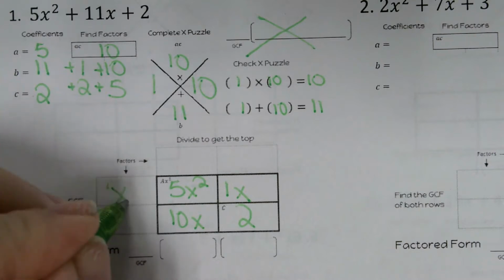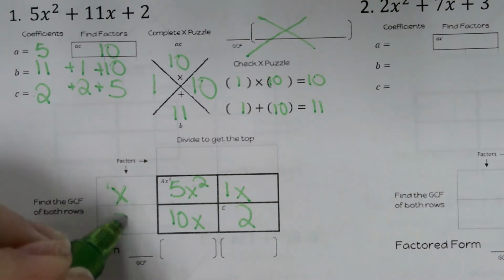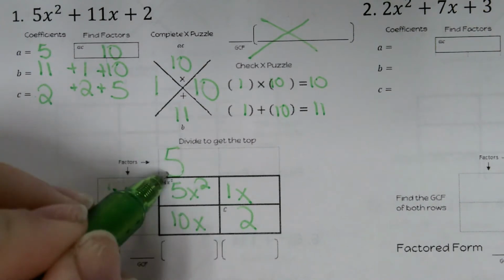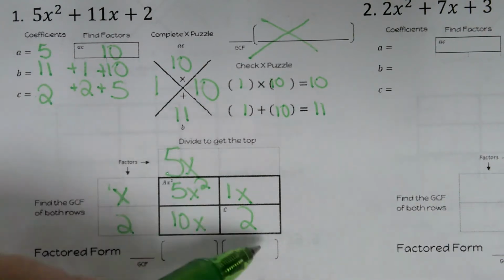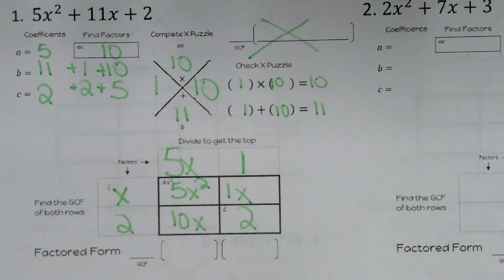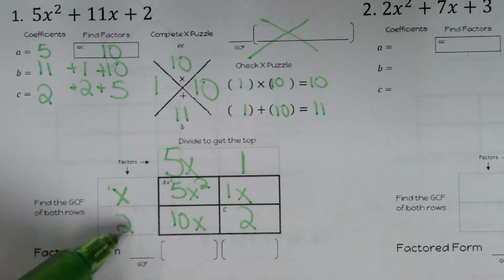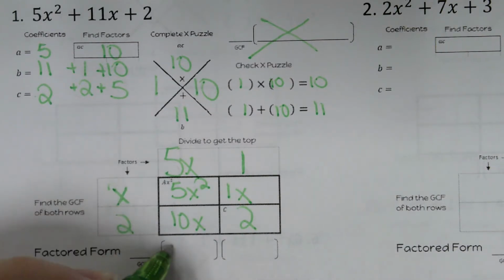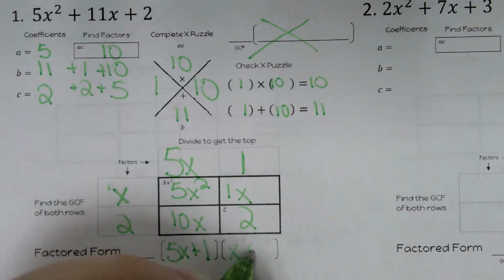What can I take out of the bottom row? I can take a 2. Out of the left side, that's where I can take my 5 and my x out. And what can I take out of the right side? Just a 1. If you multiply your outsides, you should get the inside. I don't have a greatest common factor, so my answer is just 5x plus 1 and x plus 2.